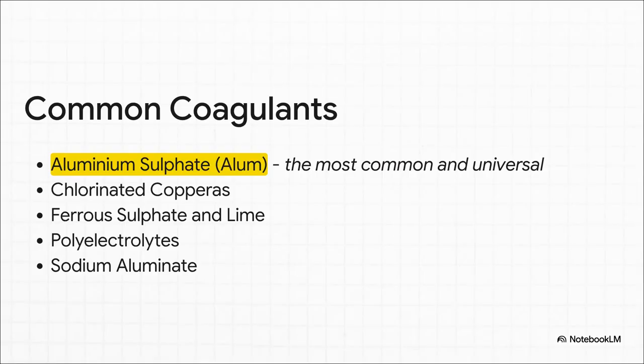Now, there are a bunch of different coagulants out there, but if you remember just one for your exam, and you absolutely should, it's this one, aluminum sulfate, better known as alum. It's the MVP. It's cheap, it's reliable, and it works incredibly well. It is the go-to choice for a reason.